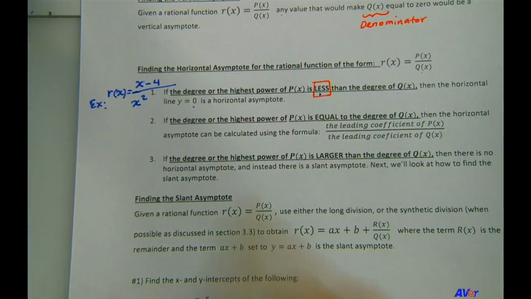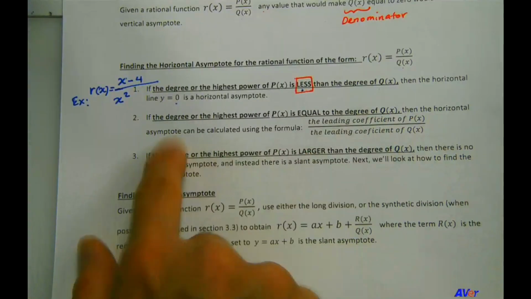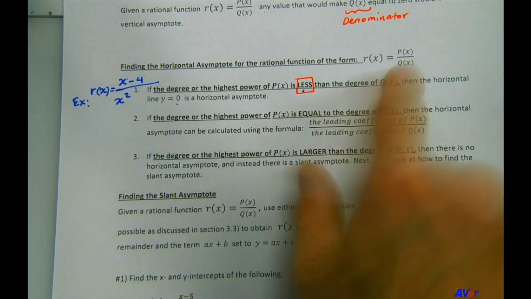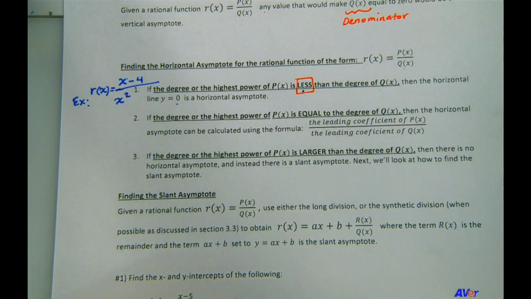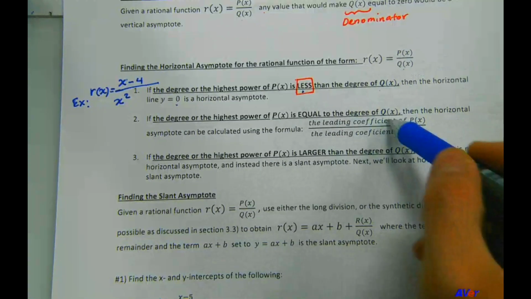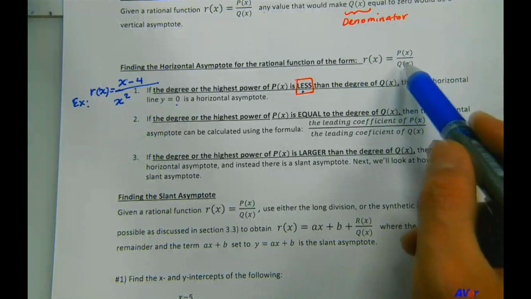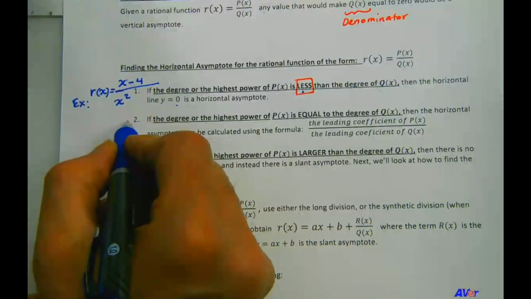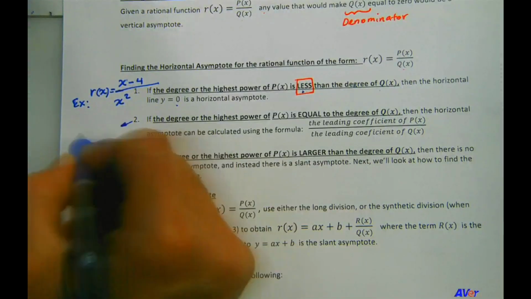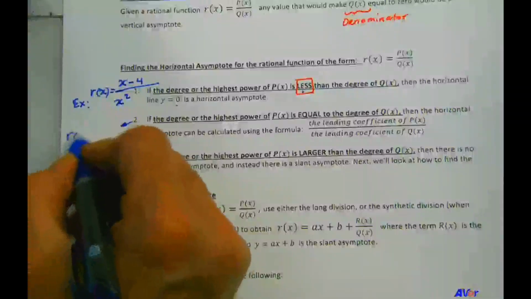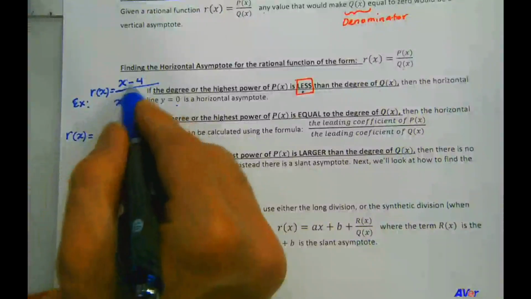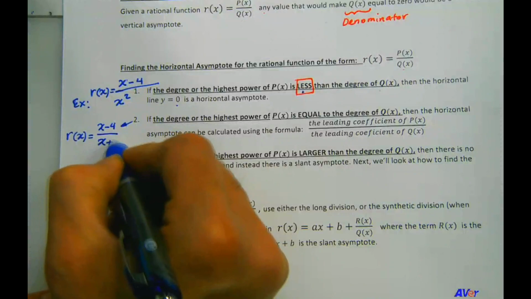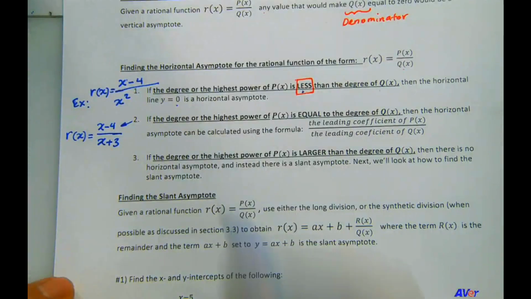Okay, so the second case, if the degree or the highest power of p of x, which is the polynomial in the numerator, is equal to the degree of q of x. So if the powers are equal, and here's an example of that. So for that, let's give this example. R of x equals, I'm going to change this so it's going to be x minus 4 divided by x plus 3.